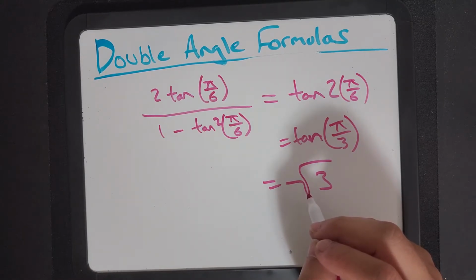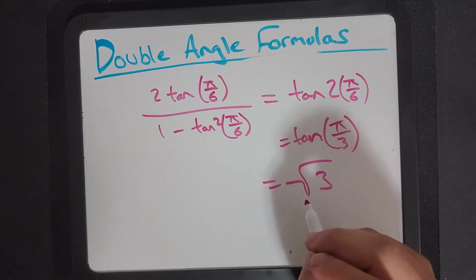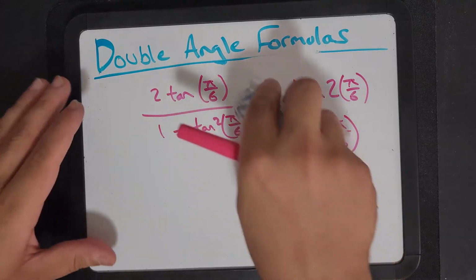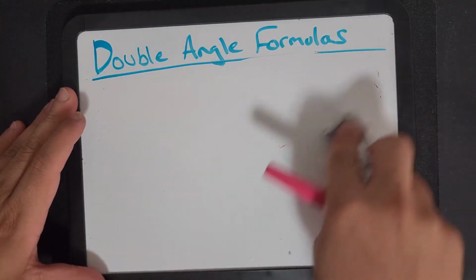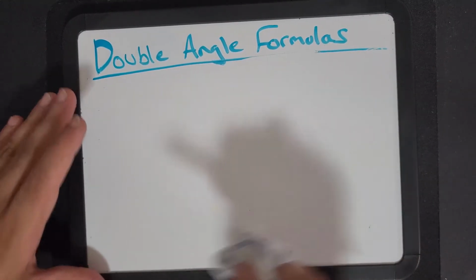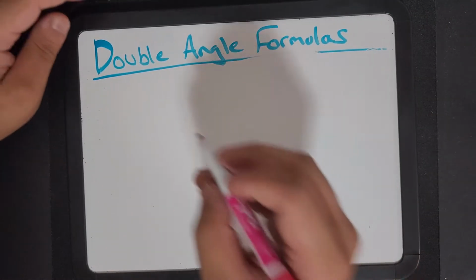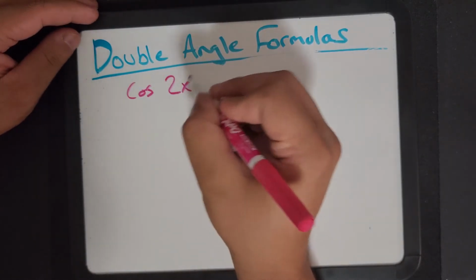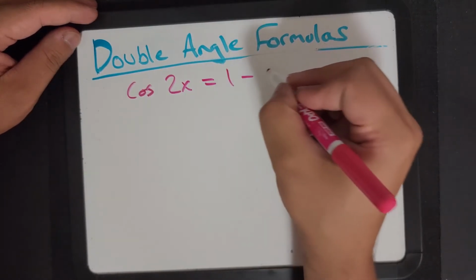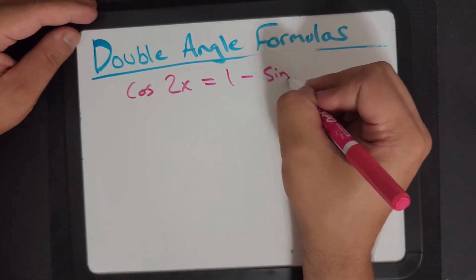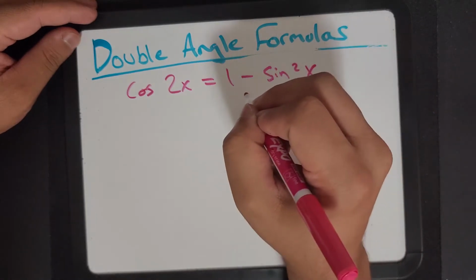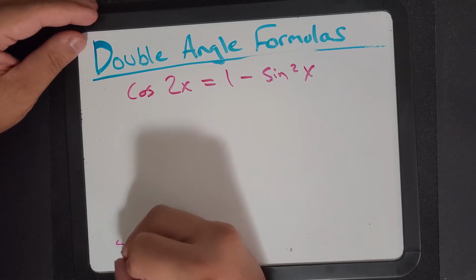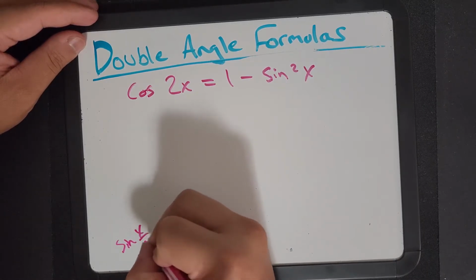So, what else can we do? Let's see. Let's do a derivation just to keep your mind sharp. We know that, say, cos 2x is equal to 1 minus 2 sine squared x. Well, what I'm basically doing is creating a formula for sine x over 2.